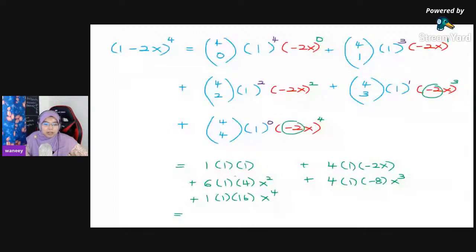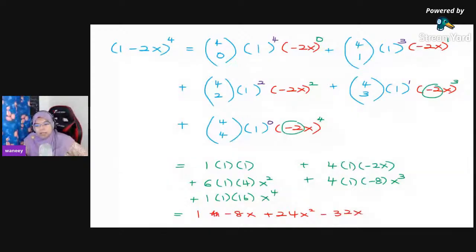So 1, 1, 1. So that is simply 1 plus 4 times 1 times negative 2x. So that one will become negative 8x. 6 times 4, so this is 24x squared. And then 4 times negative 8, so negative 32x cubed. And then 1 times 16, so this is 16x to the power of 4.